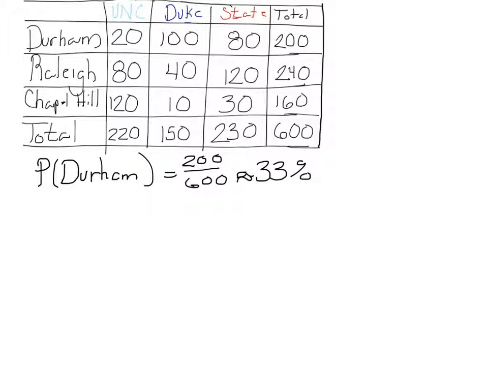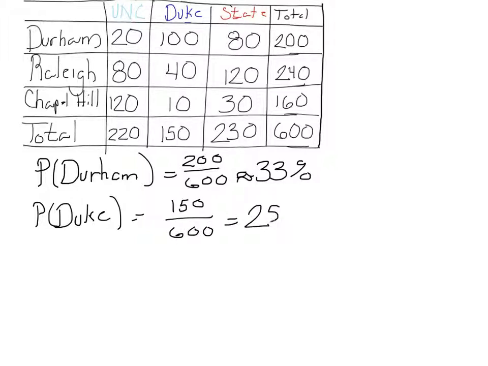Okay, and then I could ask myself, well, what's the probability that you're a Duke fan? So I could look at that and do the probability that you're a Duke fan. And I see that there are 150 people that are Duke fans, and there are 600 people overall, so then I just get 150 over 600. I come out to 1/4, or 25%. But those questions aren't too interesting.